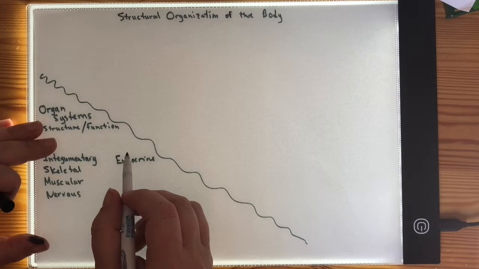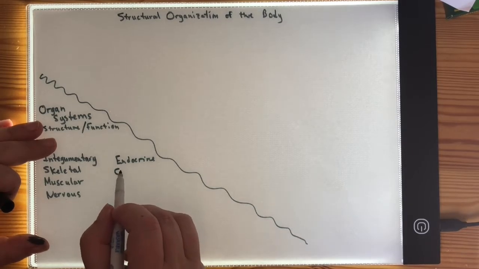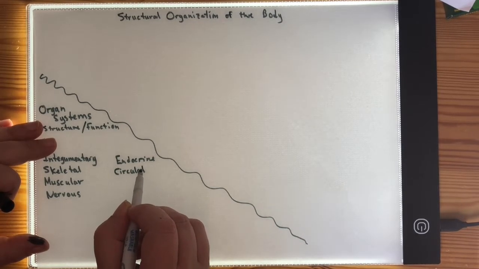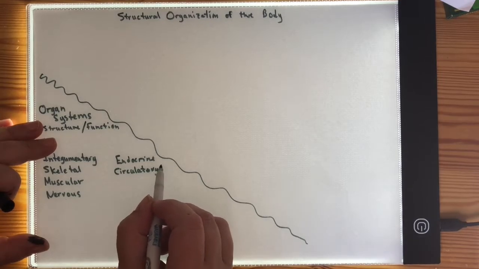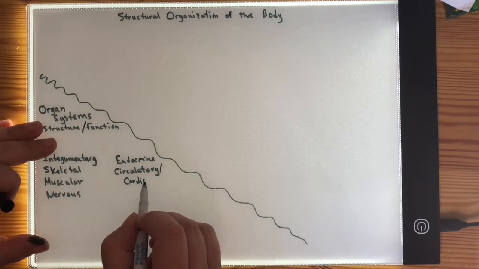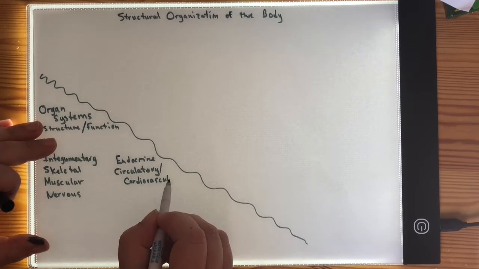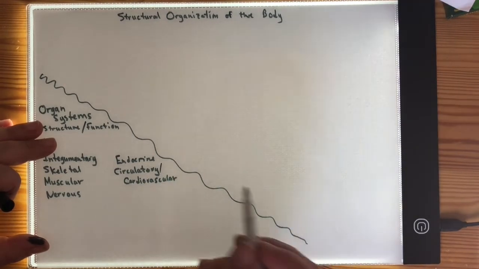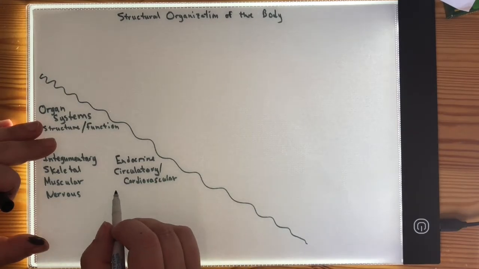You should think about the key word with the endocrine system being hormones, and we'll talk about those more down the line. Next, we have the circulatory system, and I combine this together with the cardiovascular system. They actually are oftentimes taught separately, but they are deeply connected together, and so it makes sense to put them together. So the circulatory system and the cardiovascular system, this would be the heart and the blood vessels, the arteries, the veins, the capillaries.